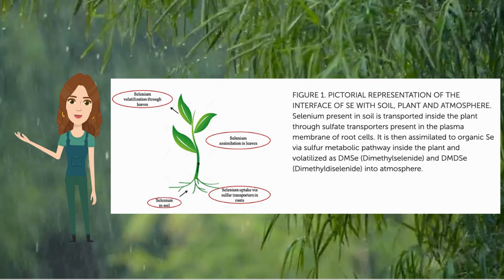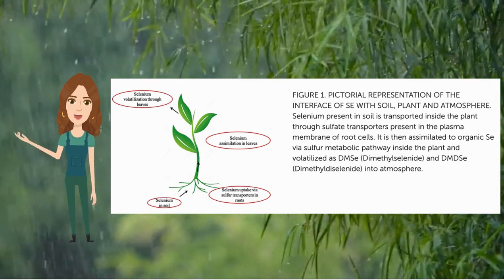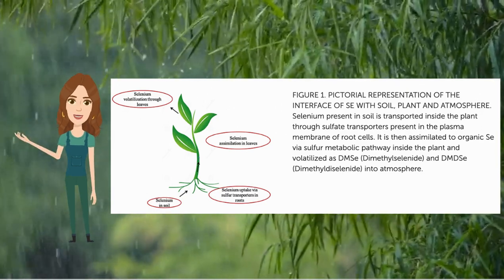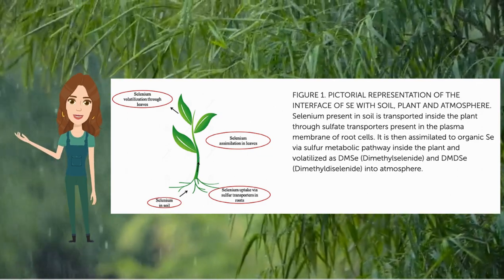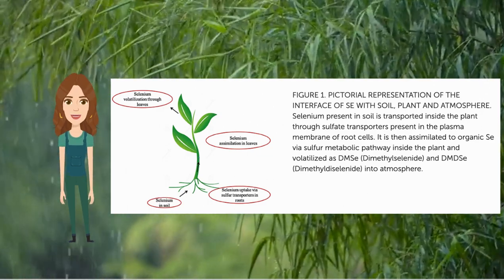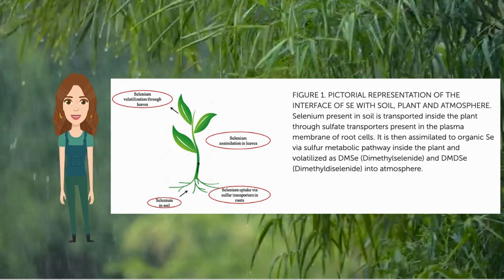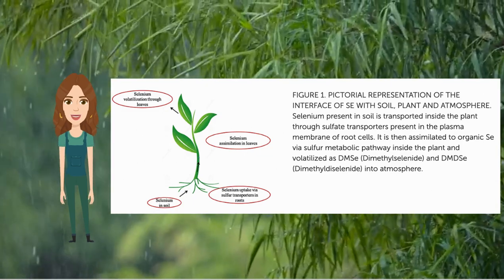Because selenium is chemically similar to sulfur, it competes with sulfur in the soil for uptake. Selenium is transported inside the plant via sulfate transporters SULTR1;2 and SULTR1;1 in the root plasma membrane. It has been observed that under high sulfate concentrations, selectivity for selenium uptake decreases, showing that selenium competes with sulfur for uptake. It is still unclear if transport is active or passive.